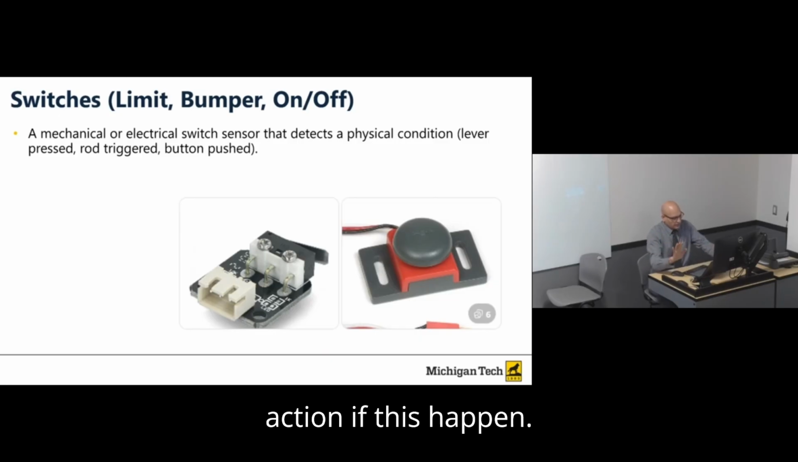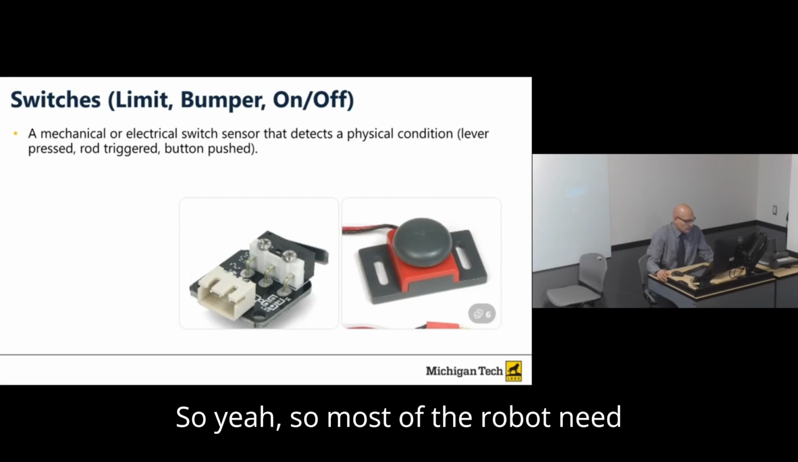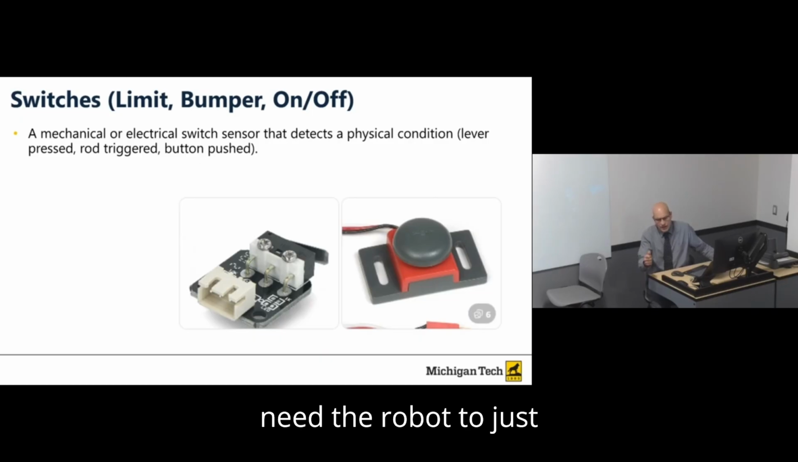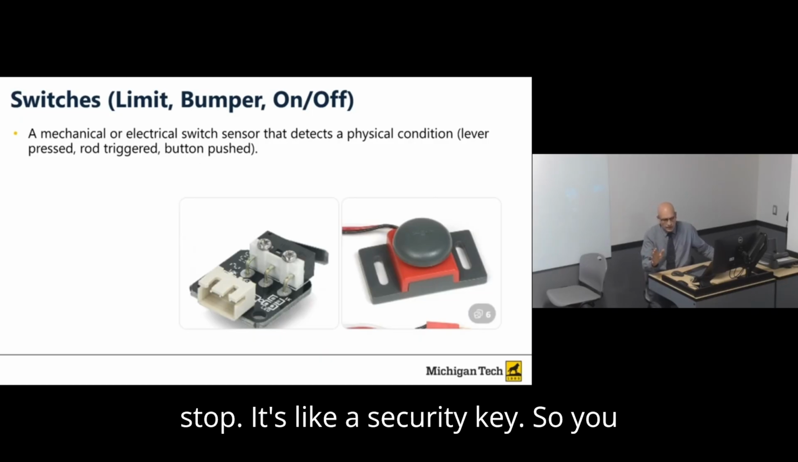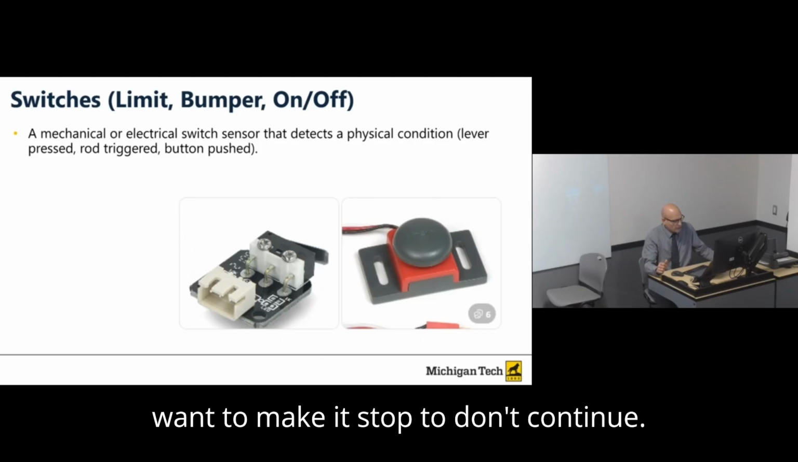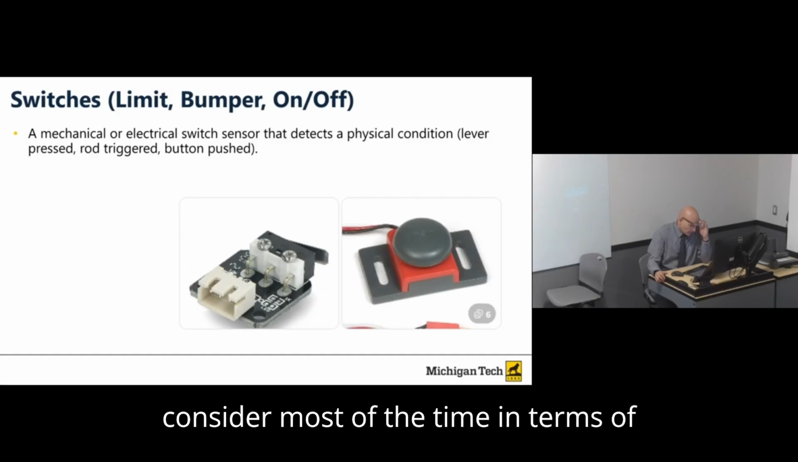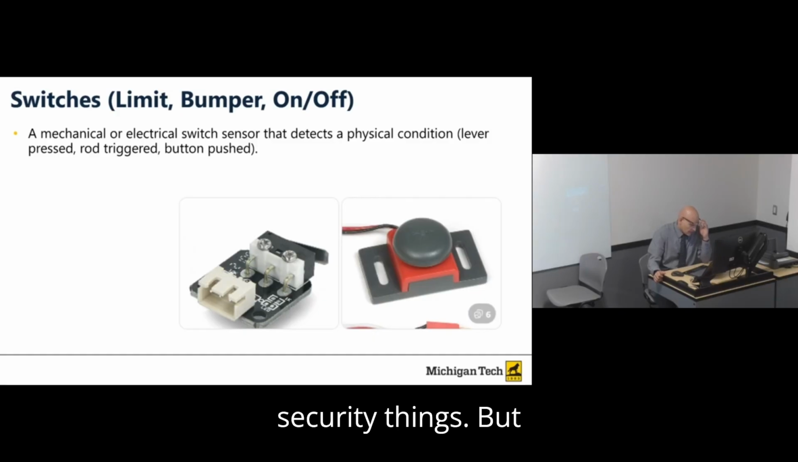If this happens, yeah, most robots need something like that. Or sometimes you need the robot to just stop. It's like a security key. You want to make it stop so it doesn't continue. That's another thing that we need to consider most of the time in terms of security.